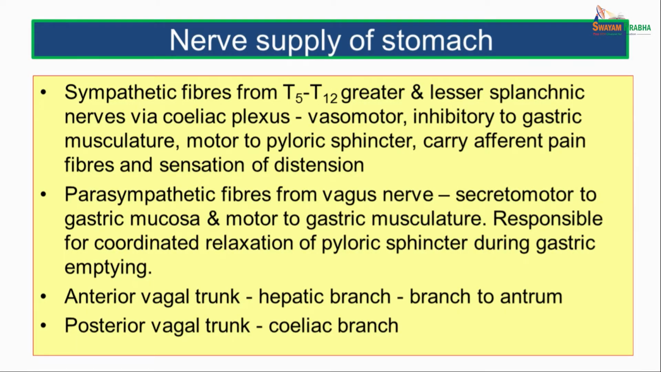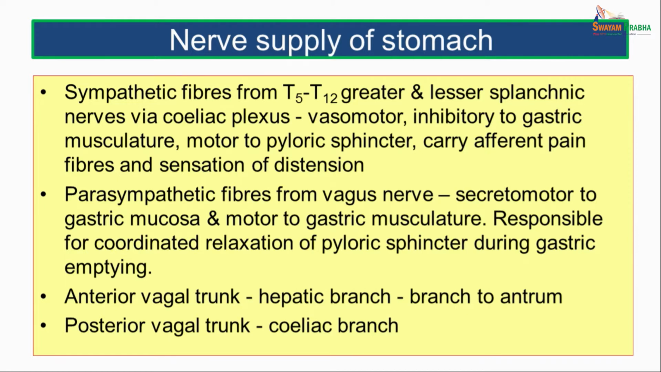Moving on, let us see the nerve supply of the stomach. The stomach receives both sympathetic and parasympathetic nerve supply. The sympathetic nerve supply arises from the thoracic segments T5 to T12. They are carried through the greater and lesser splanchnic nerves via the celiac plexus. They are vasomotor. They are inhibitory to the gastric musculature. They are motor to the pyloric sphincter. They carry afferent pain fibers and also the sensation of distension.